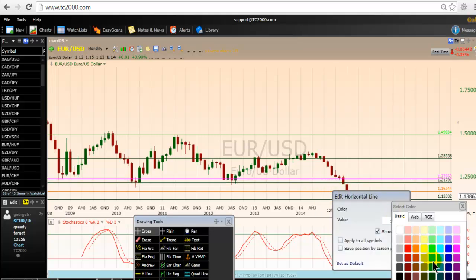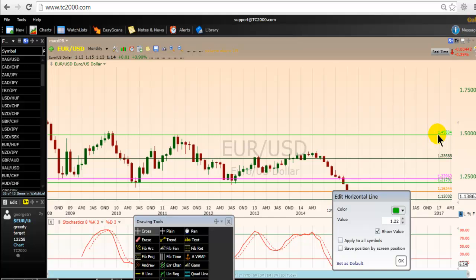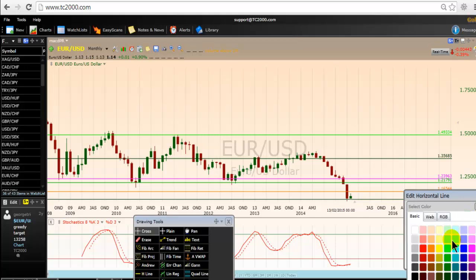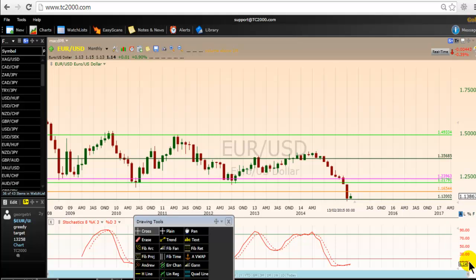So if you want to draw it, the high of the range is at 1.4933. The low of the range is at 1.2179. So we have a consolidation on the monthly chart. But you can see that the price is out of the consolidation.